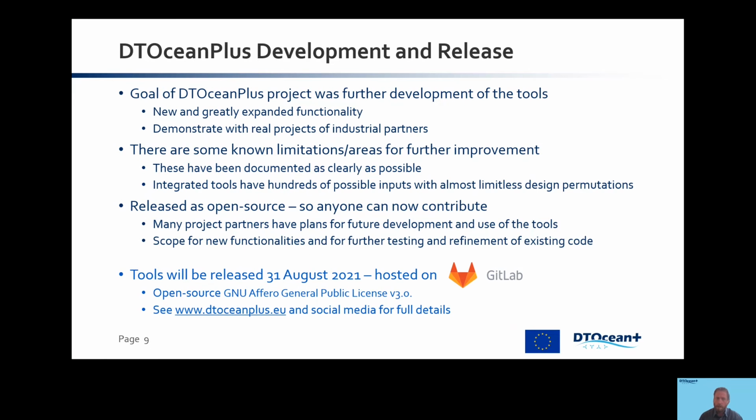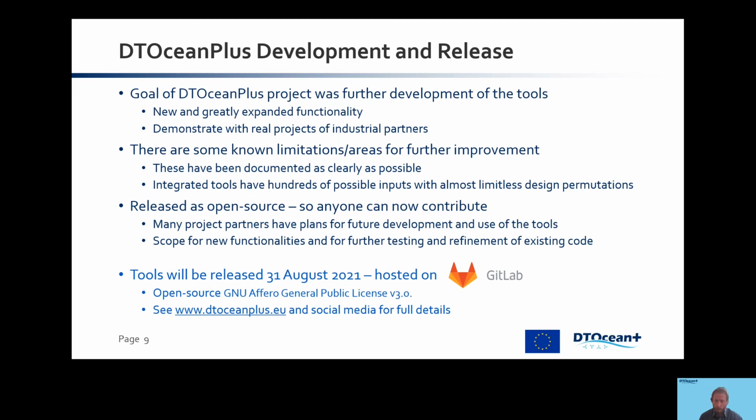So just to recap, the goal of the DTOceanPlus project was to further develop the original DTOcean tools to provide much expanded functionalities. It is now multi-platform. The tools have both standalone and integrated modes. There are new and improved design and assessment modules, plus innovation and development methods. There is also a standard digital representation for ocean energy projects. The tools have been demonstrated with the real projects of industrial partners, equivalent to a technology readiness level of 6, although this is not yet a fully commercial software.